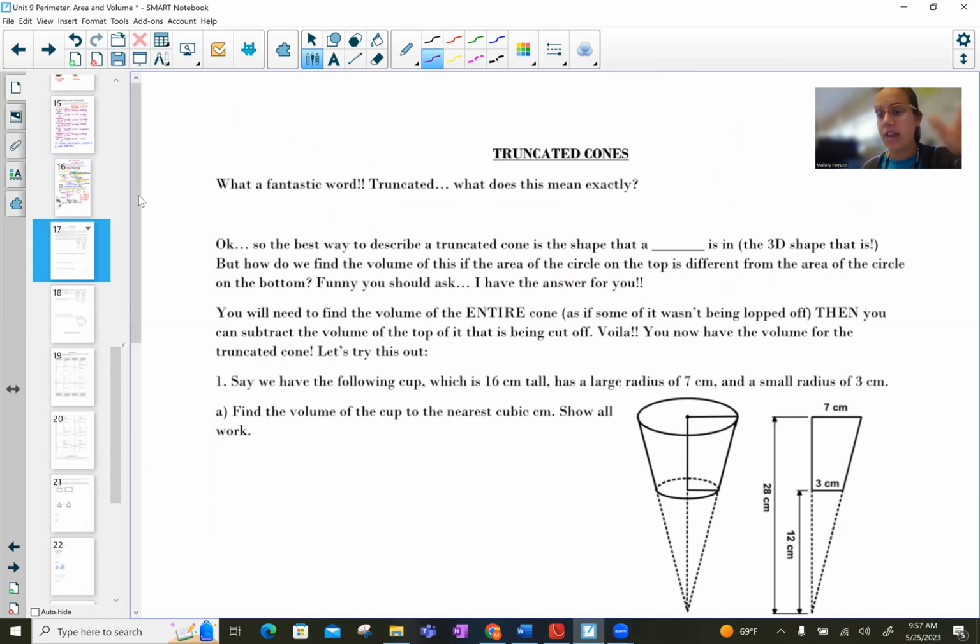So the other day when we were doing our cross sections, we talked about truncated cones. Well, we know what a cone is, that's what we see down below here. However, truncated literally means you're lopping off that top pointy part. So you cut off the top parallel to the base. Anytime you're truncating something, you're lopping it off, you're cutting it off.